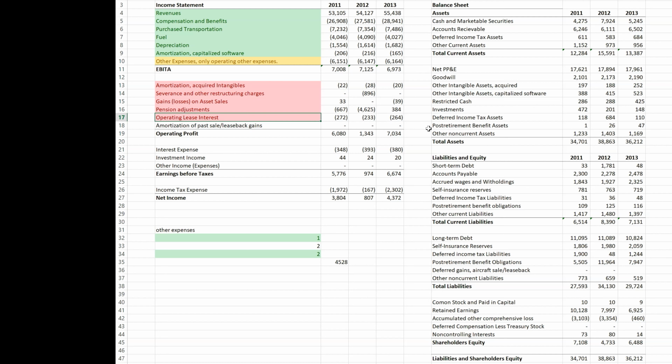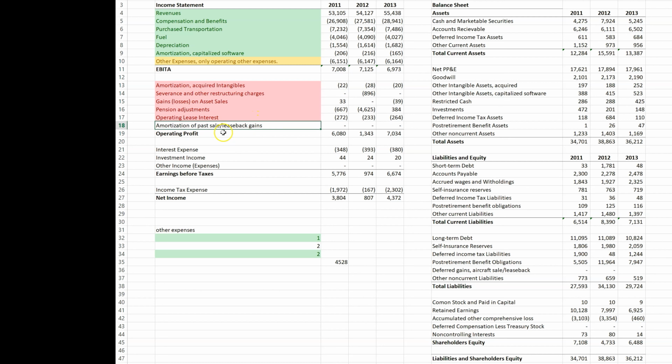We have tried to treat the operating leases as if they were still planes that we owned on the balance sheet and loans that we were still paying. But these are not operating in nature because they are essentially loans that we have.